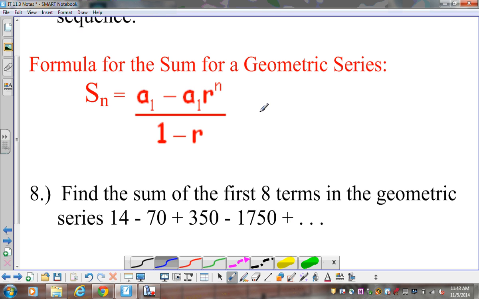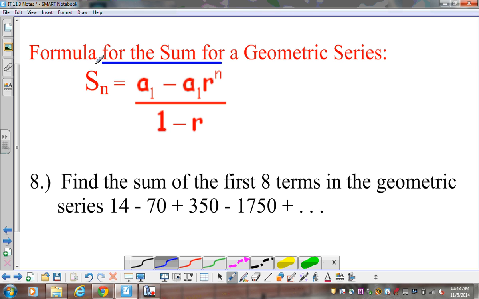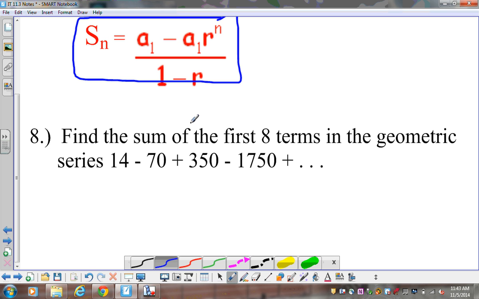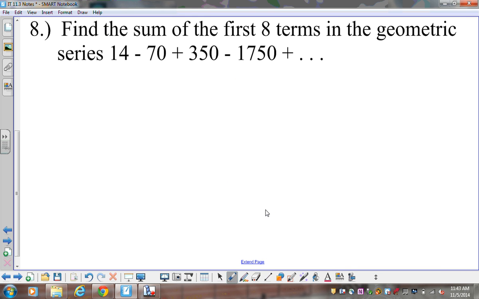So similar to arithmetic series, they give me an equation that I can use here. To find the sum of the first n terms in my geometric series, I can use this. Now this one's not as pretty as the arithmetic one, but it's really not that bad. First thing we need to do: it says find the sum of the first 8 terms in this particular geometric series. And I know it's a series because it looks like I'm adding my terms together. So to find the sum of the first 8 terms, let's write that out.